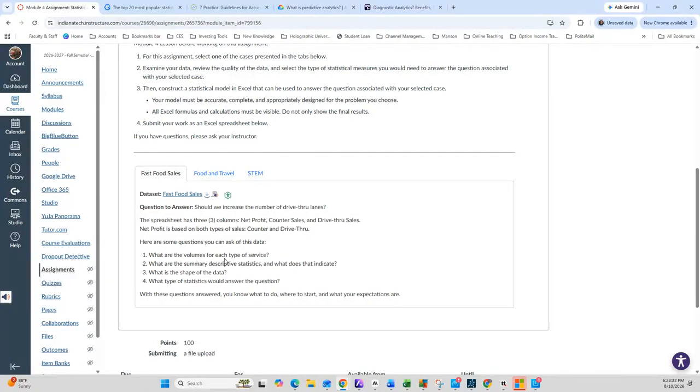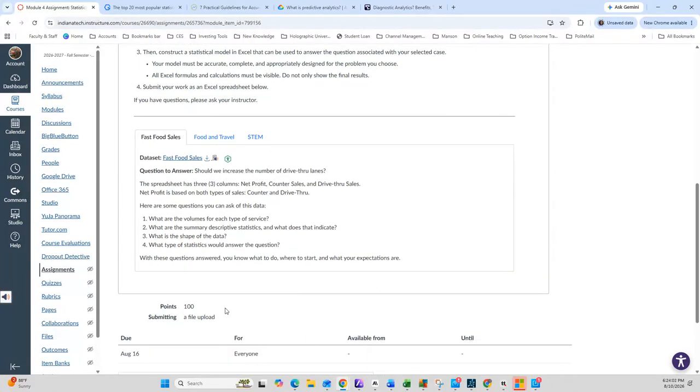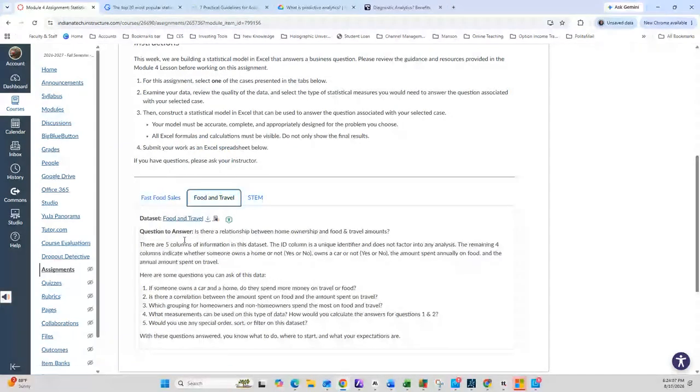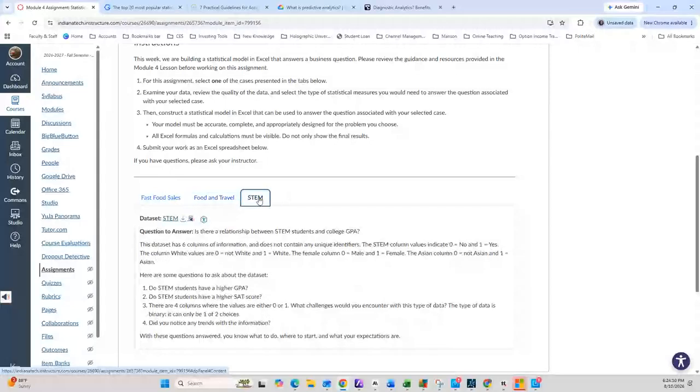What are the volumes for each type of service? What are the summary descriptive statistics? And what does that indicate? What is the shape of the data? And what type of statistics would answer the question? Okay, and the question being this here. With these questions answered, you know what to do, where to start, and what your expectations are. So that's on the fast food. Then you have one for food and trends, and then you have one for STEM.